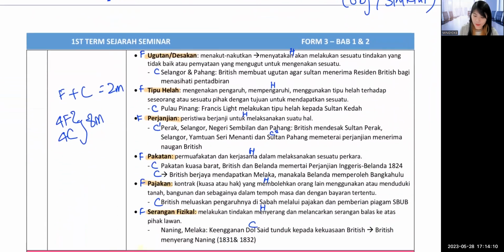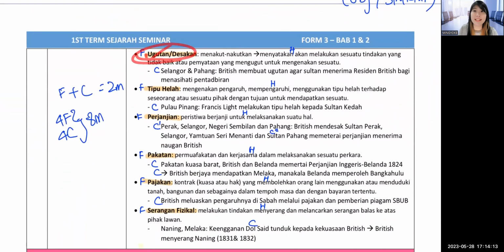Okay, now then the next one. Fakta kedua is ugutan, desakan, threaten. They threaten, guys. So if they threaten, means that they will do something. Melakukan sesuatu tindakan, they will take an action that will threaten to do harmful things to you if you don't agree. You understand? All right. Then for example, Selangor, Pahang, British membuat ugutan agar Sultan menerima residen British bagi menasihati pentadbiran.